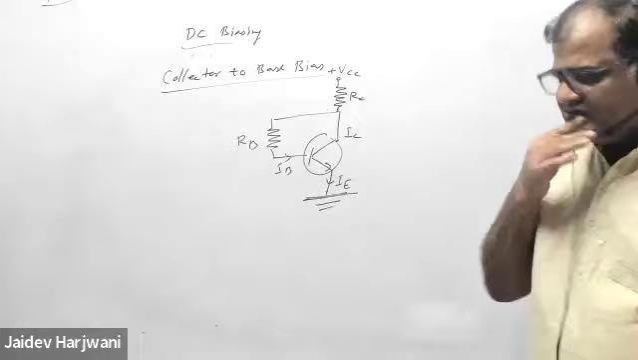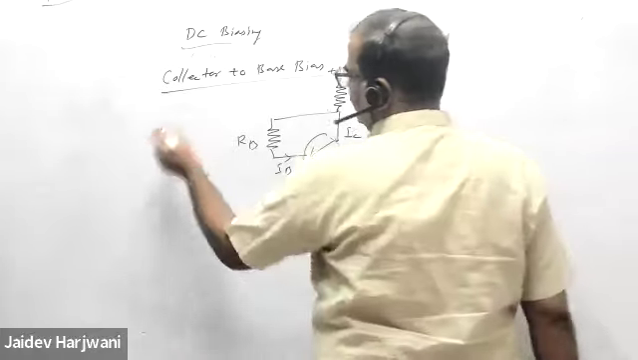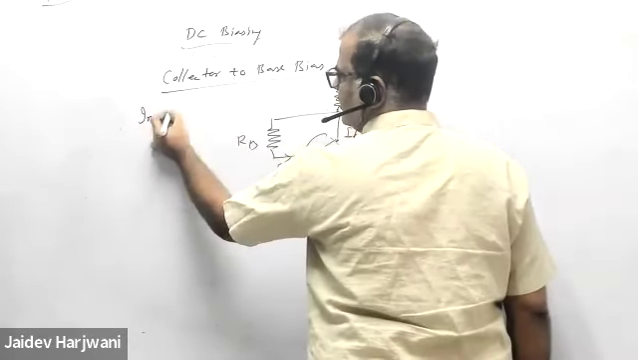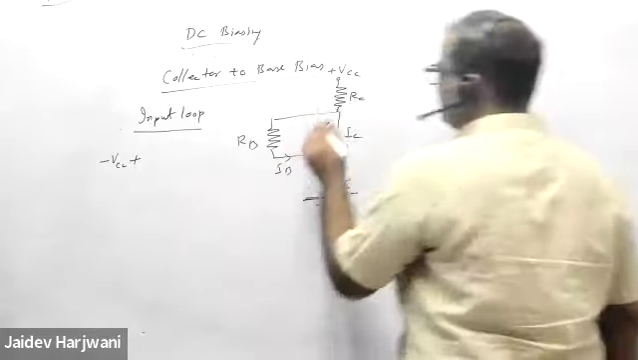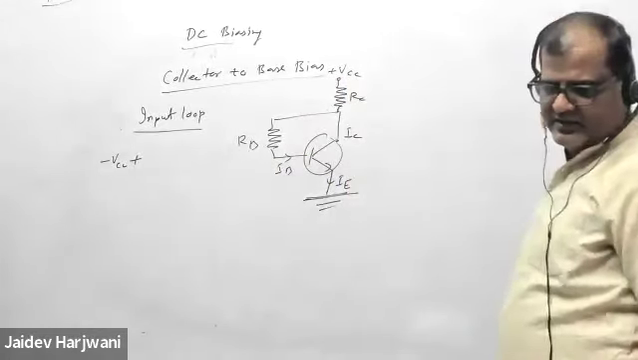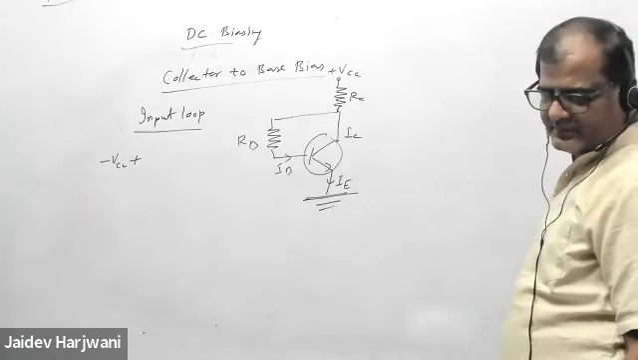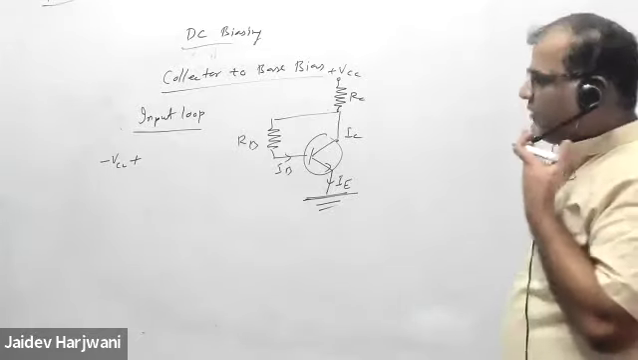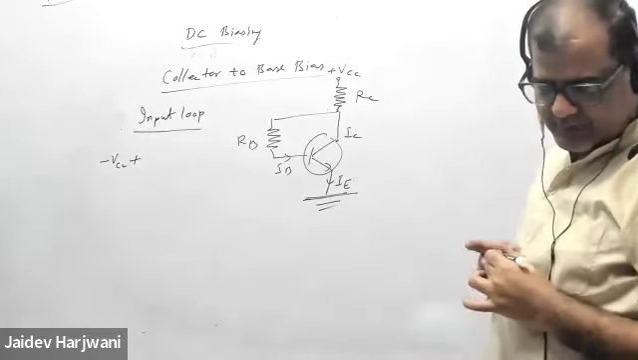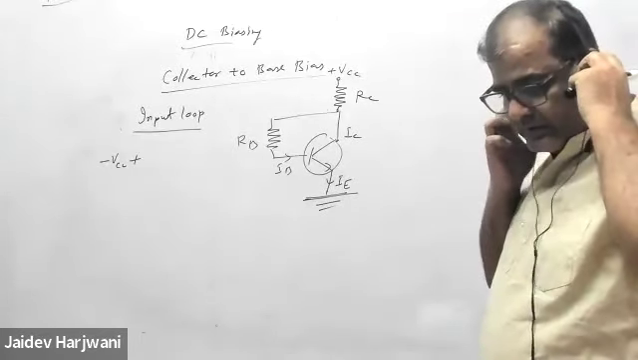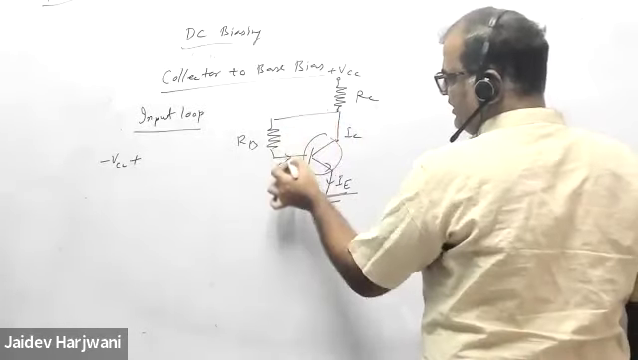Now, what does this kind of biasing do? Let us first understand. We have to apply the input loop. So in the input loop we have minus VCC plus, how much current is there in this RC? Tell me. How much current is flowing in the resistor RC? IE, very good.